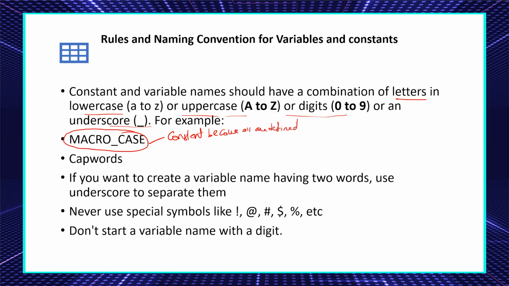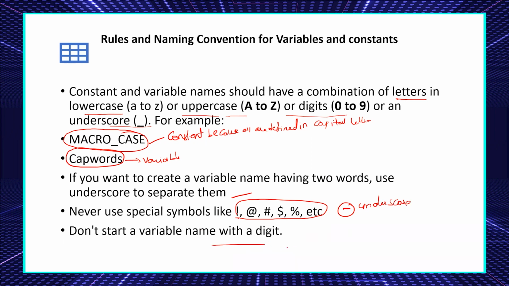What about cap words? It's a variable. If you want to create a variable name having two words, use underscore to separate them. Never use special symbols like this. Only underscore is acceptable. Can we start with a digit? No, we cannot start with a digit. These are the rules and regulations we need to follow to create a variable name. Let me stop here for today.